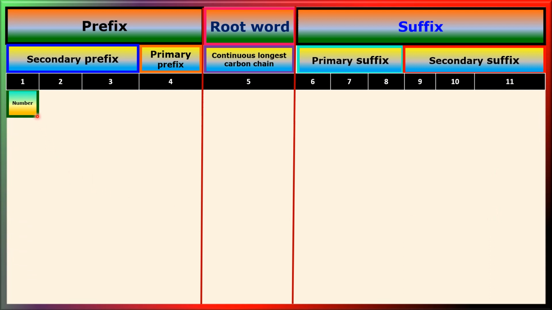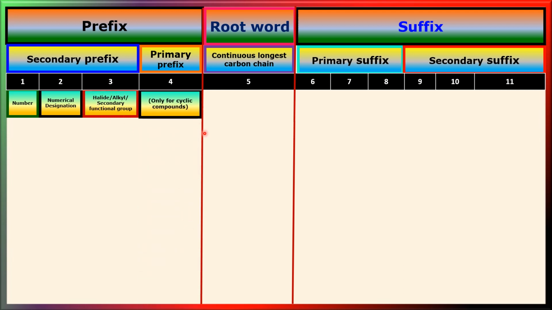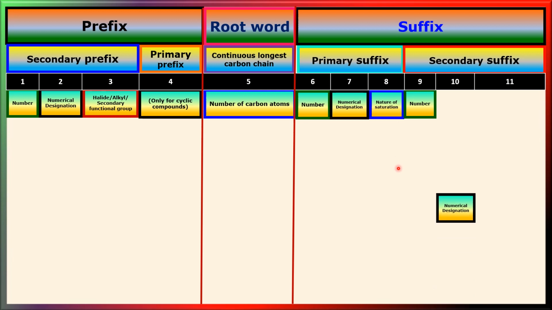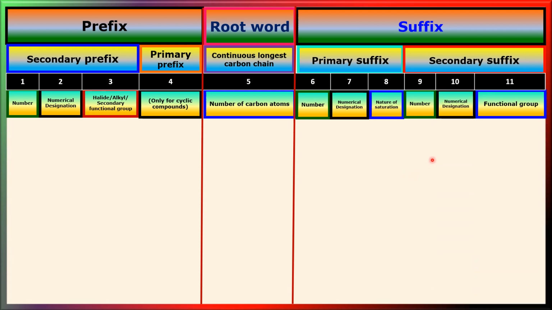The first one is number, numerical designation, secondary grade functional groups, that is substituents. Actually, these are called primary prefix, number of carbon atoms, number, numerical designation, nature of saturation, number, numerical designation, and functional group. Let us explore one by one.